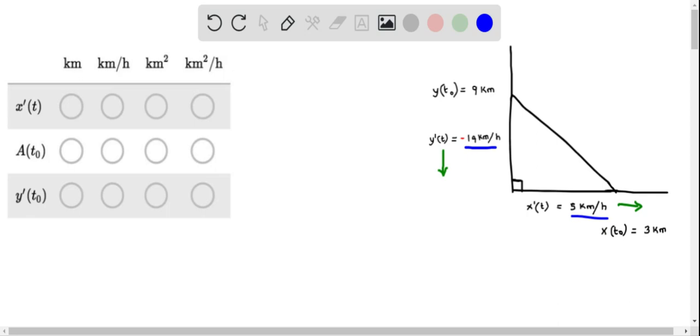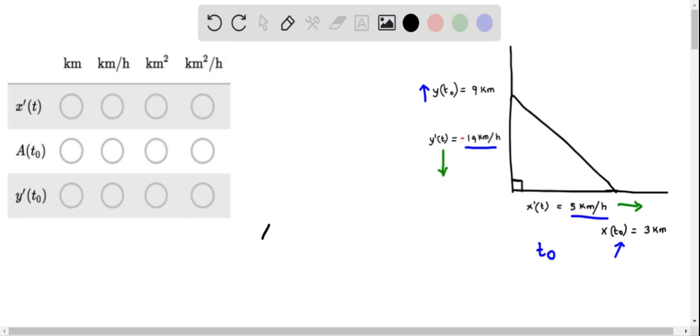And we are also given that at a certain time t naught, the x of t naught, that is the distance, the increasing length is 3 kilometers and the decreasing leg is 9 kilometers. So in this situation, we have to determine the rate of change of area of the triangle. Let's see how to determine that.